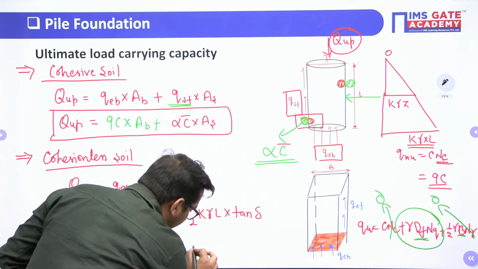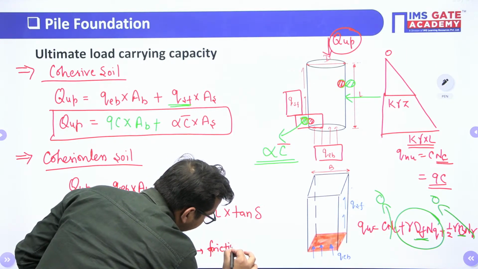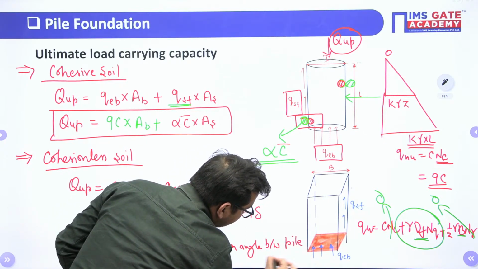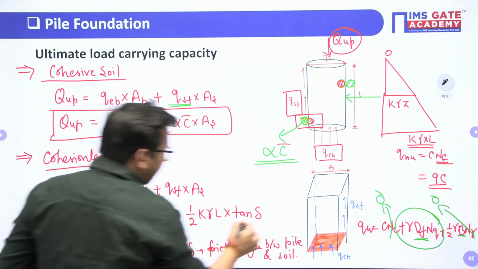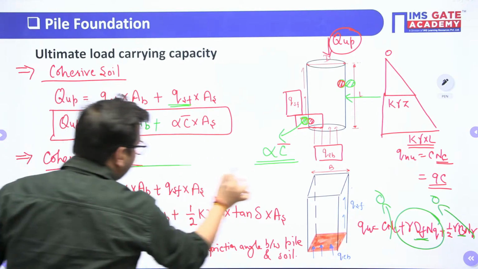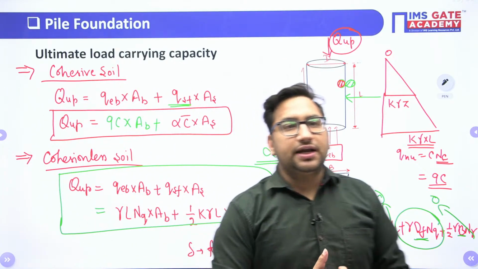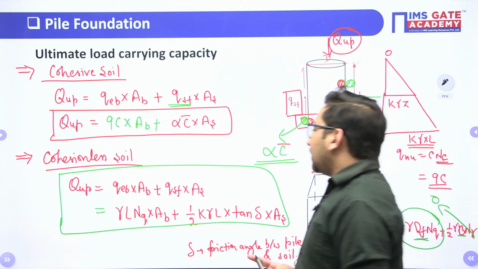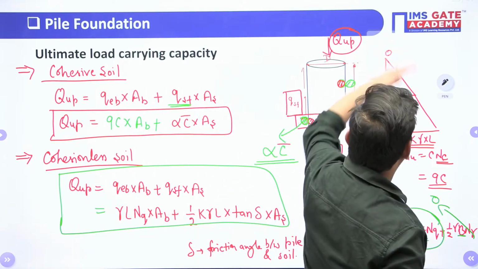So what is this delta? Delta is the friction angle between pile and soil material. Clear? This is the stress value into AS. So this is your load carrying capacity of pile. This is the ultimate load carrying capacity of your pile. I hope this particular concept is also clear. Now try to understand how to calculate this AB and AS value.